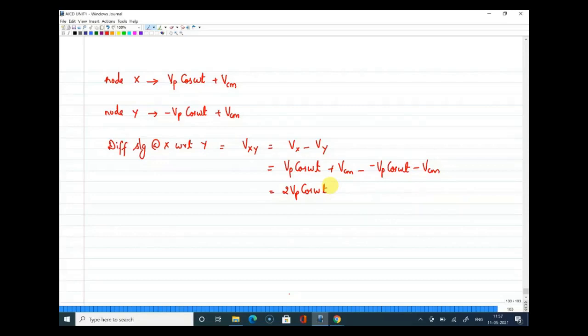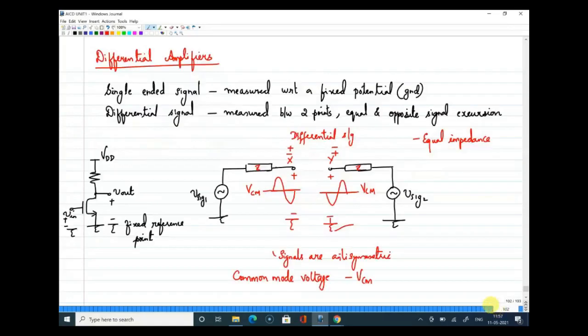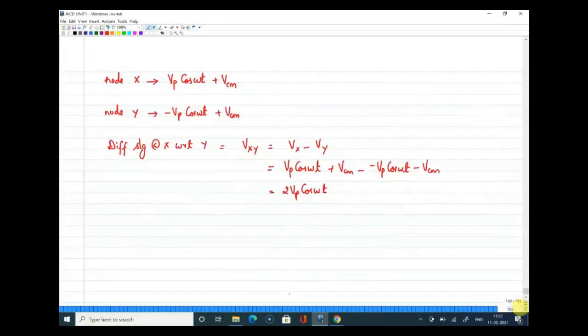One more thing to note here: whenever you talk about a differential amplifier, since you are measuring between two points which have equal and opposite signal excursion, your output will be twice that of the single ended, and in certain cases even this will go beyond the power supply, because you are not measuring with respect to ground, you are measuring with respect to two different points having equal and opposite signal excursion.